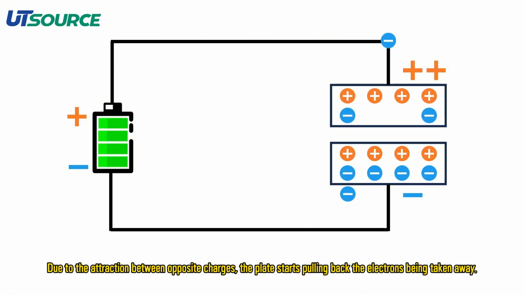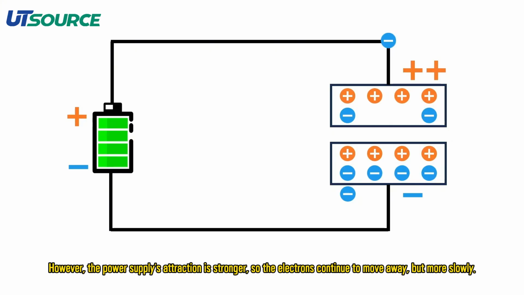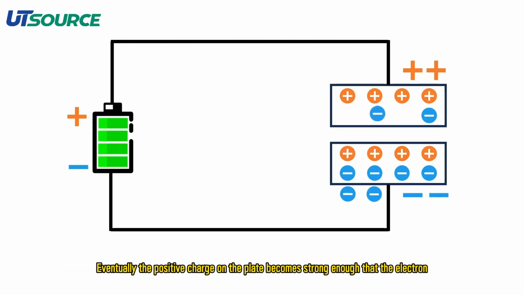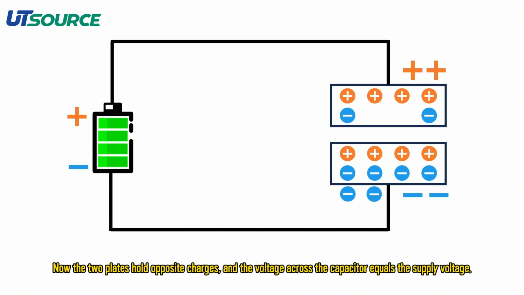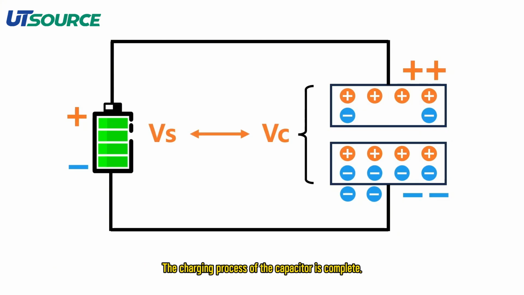Due to the attraction between opposite charges, the plate starts pulling back the electrons being taken away. However, the power supply's attraction is stronger, so the electrons continue to move away, but more slowly. Eventually, the positive charge on the plate becomes strong enough that the electron experiences equal forces from both sides and stops moving. At this point, the system reaches equilibrium. Now the two plates hold opposite charges, and the voltage across the capacitor equals the supply voltage. The charging process of the capacitor is complete.